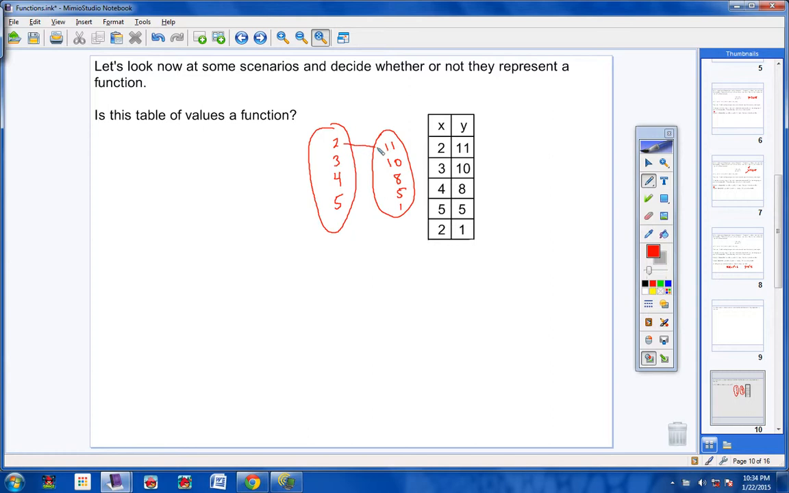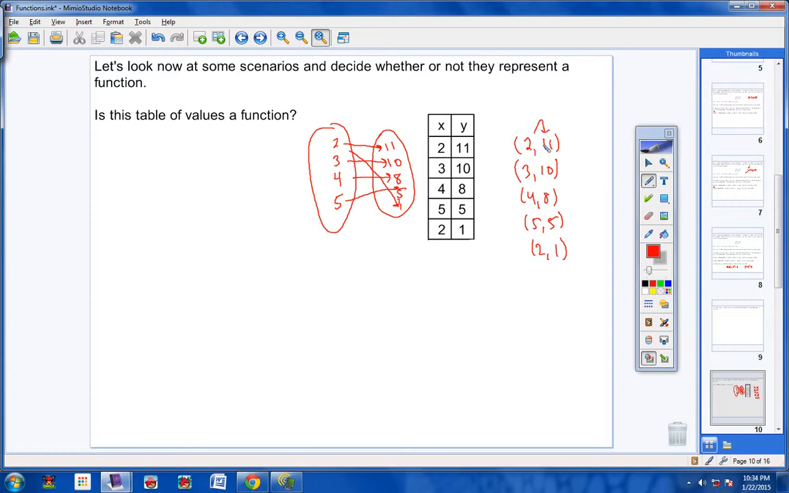2 goes to the 11, but notice the 2 also goes to the 1. So right away we know we don't have a function, because the input of 2 gave you an output of 11 and 1. Another way to look at it is like this. I have ordered pairs, 2 and 11, 3 and 10, 4 and 8, 5 and 5, and 2 and 1.